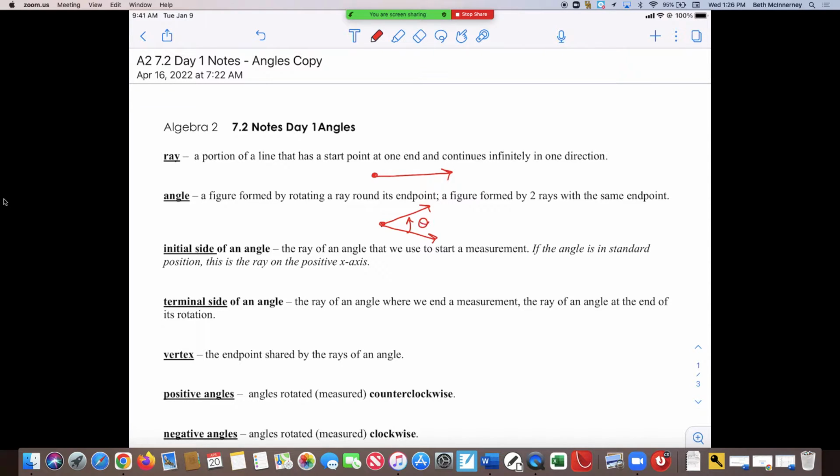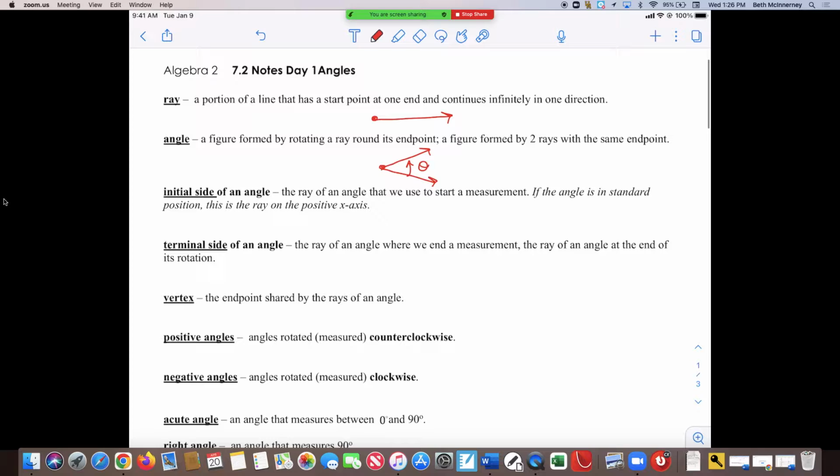So I'm going to call that theta. The initial side is the side that you start with in your angle. So if I'm going to rotate, this is called the initial side. And then I'm going to use a different color here. And this one, where you stop rotating the angle, is called the terminal side.